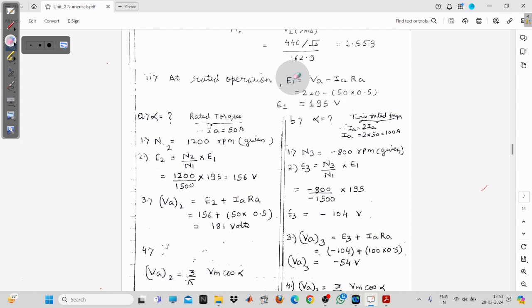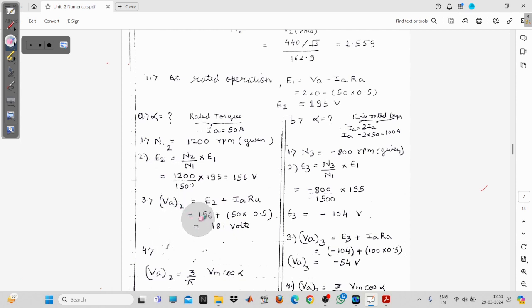So E1 will be equal to VA minus IA into RA. All the things are given: the rated armature voltage and the armature current. So E1 will be equal to 195 volt. Now what is the next thing? That is E2, because the speed has changed, that is 1200 rpm. So E2 will be equal to 1200 upon 1500 into 195. So 156 volt will be the back EMF for the changed speed.